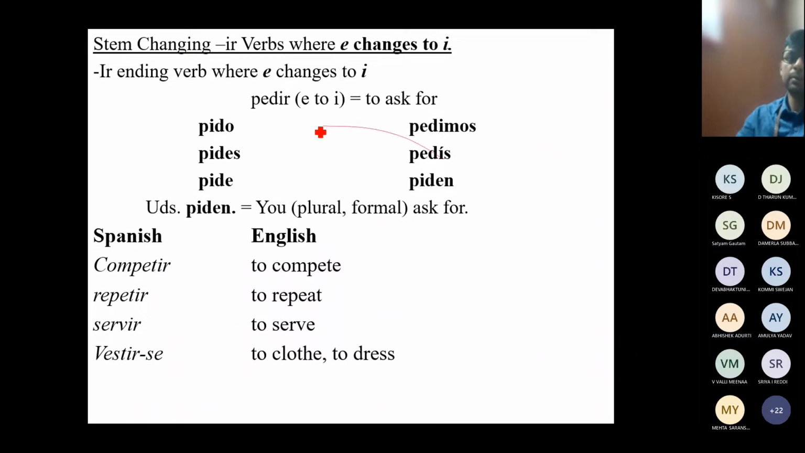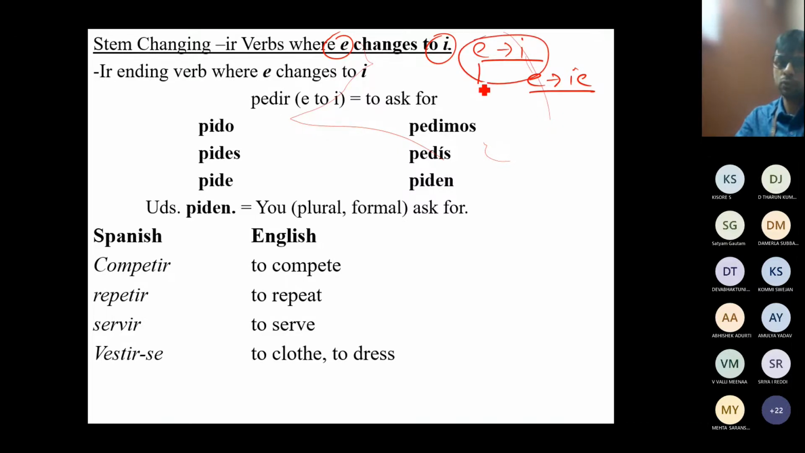Then comes the third category. Okay, the third category is E changing to I. Now this could be a little bit confusing to most of you, that just now we have seen E changes to IE and now we have this E changing to I. So how will you decide which one to choose? Now here things could be simplified and I can narrow down the situation where you can use it. So this E changing to IE happens in AR ending verbs, ER ending verbs and IR ending verbs, all three. But this E changing to I only happens in IR ending verbs.